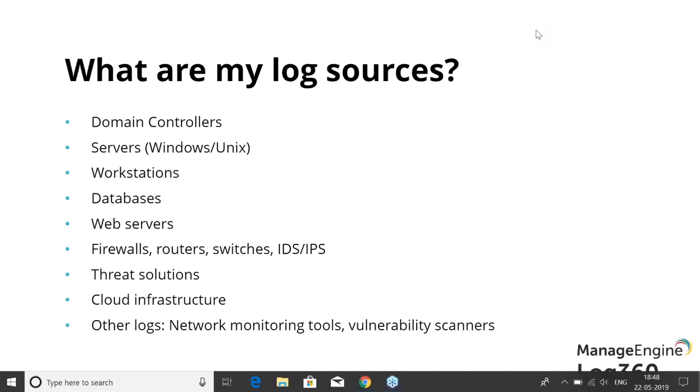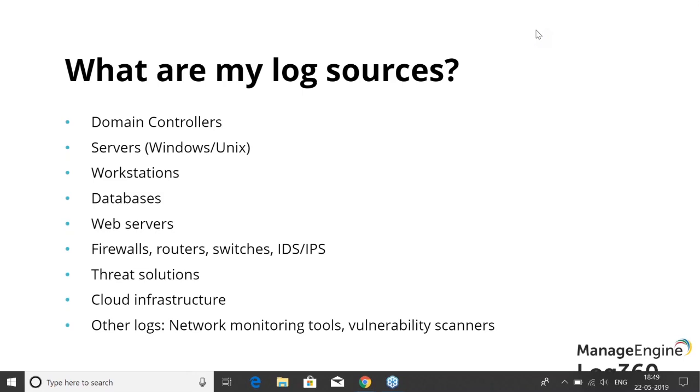You might have other security solutions and threat solutions, which are also log sources. And you have your cloud infrastructure. You might be running on AWS or on Azure. You might have cloud applications such as Office 365, Salesforce. All of these are potential log sources. And there are some miscellaneous log sources. You may have some network monitoring tools, vulnerability scanners, maybe some PAM solutions and things like that. So log sources effectively is any entity in your network that is capable of generating event information.